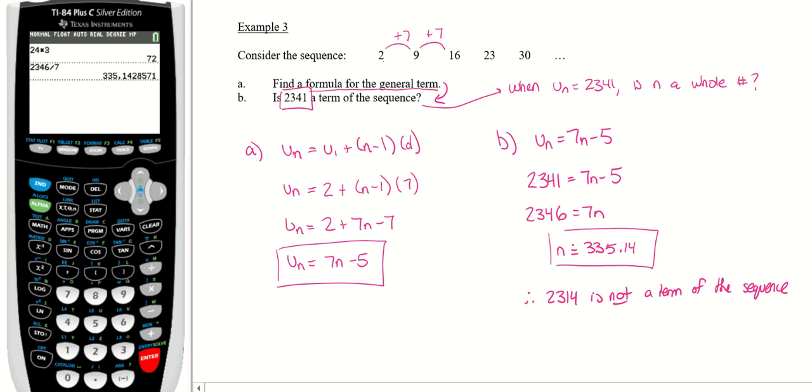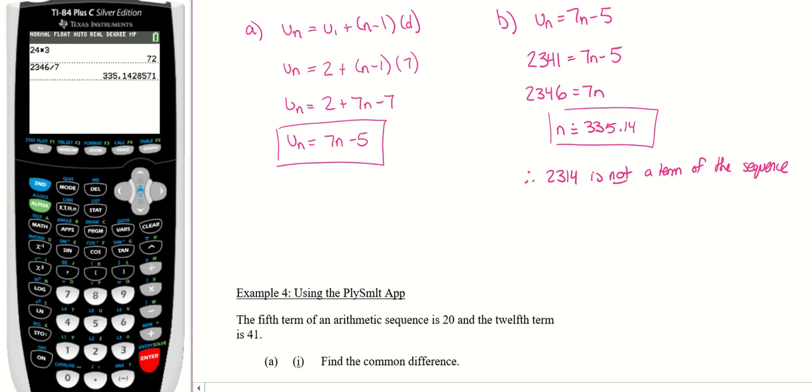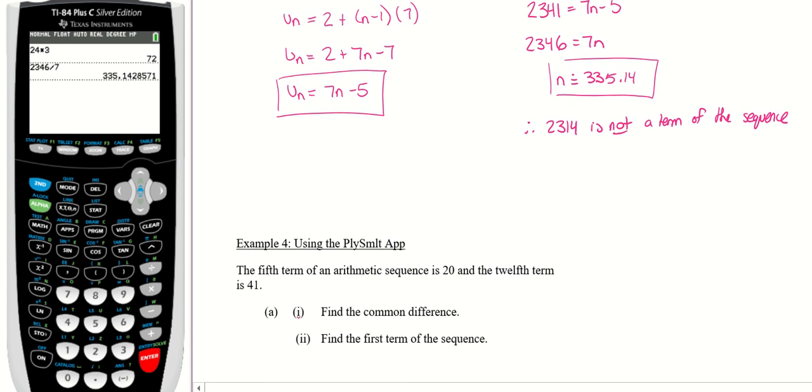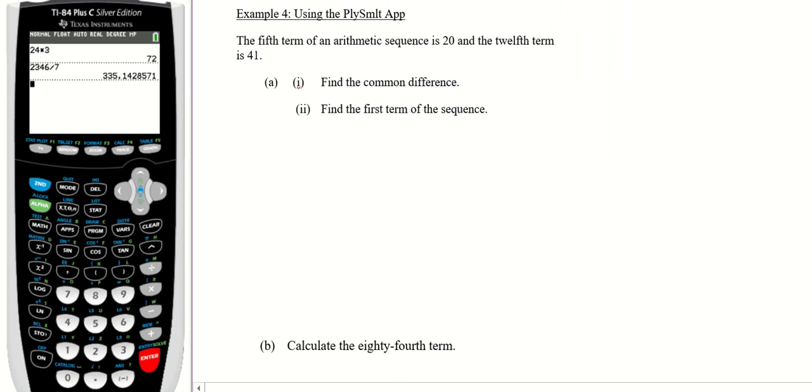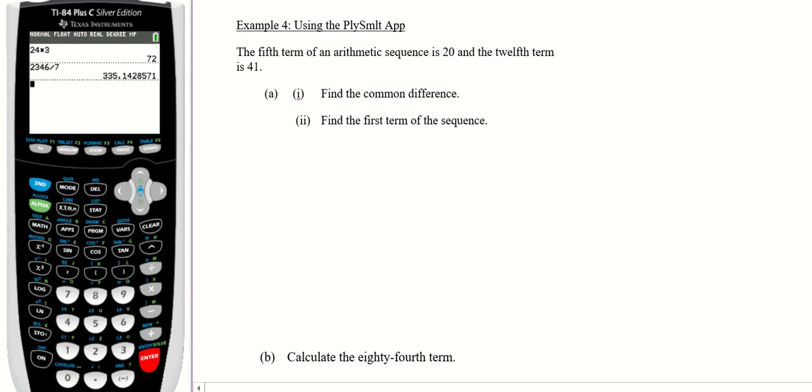So the last example is a really common question where you don't know either U1 or d, and you're asked to find both. And this is something you do with an app on the calculator. So I'm going to take this opportunity to walk you through how to use that app.